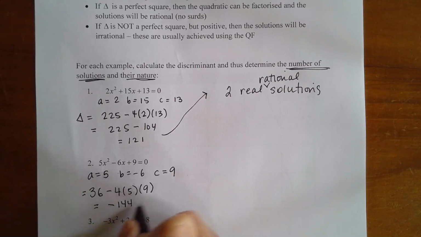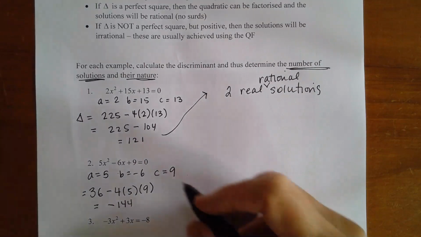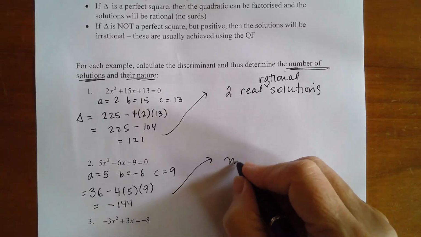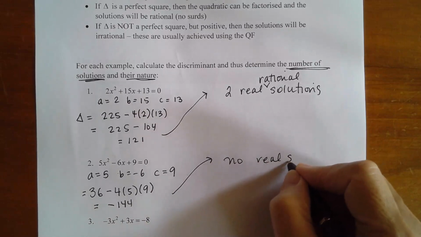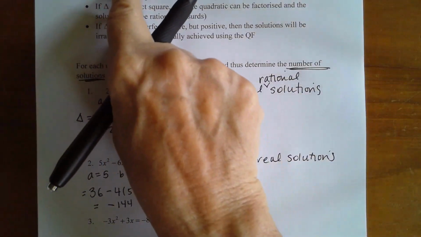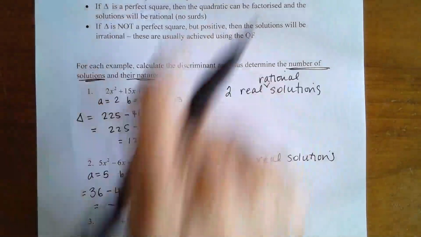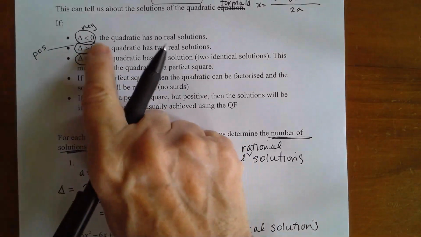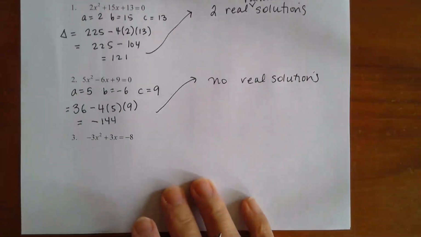I just put this in my calculator and I got negative 144. So my answer to this one is going to be that there are no real solutions. Because it comes up here, if it's negative, then it has no solutions. Oops, I'm off the page there, sorry. So I went back up here, I looked, it was negative, so no real solutions.